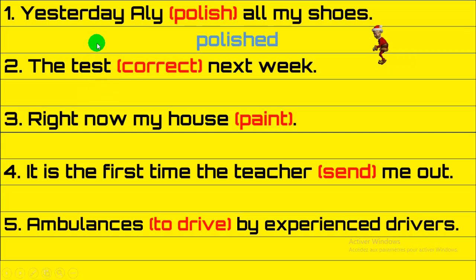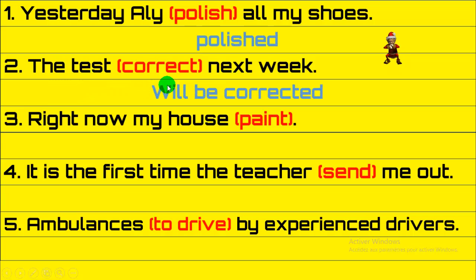Number two, the test correct next week. Le devoir sera corrigé la semaine prochaine. Est-ce que le devoir qui corrige ou bien le devoir qui sera corrigé? Donc, the test cannot correct. It can be corrected. Donc, ici, c'est la voix passive parce que le test ne peut pas corriger. Il peut être corrigé. Donc, à quel temps? Next week, futur. Donc, to be au futur plus participe passé, will be corrected. The test will be corrected next week.